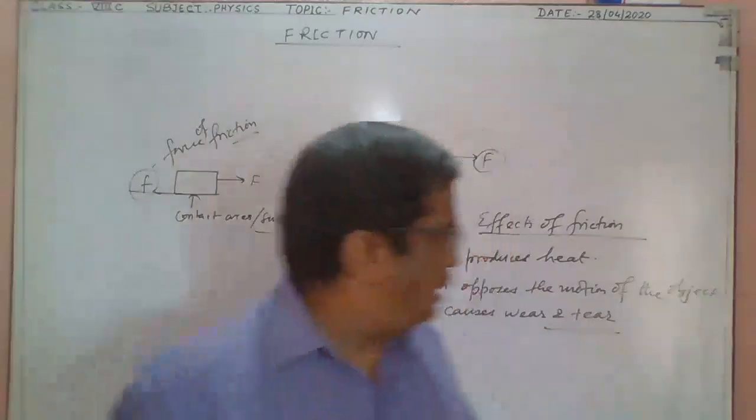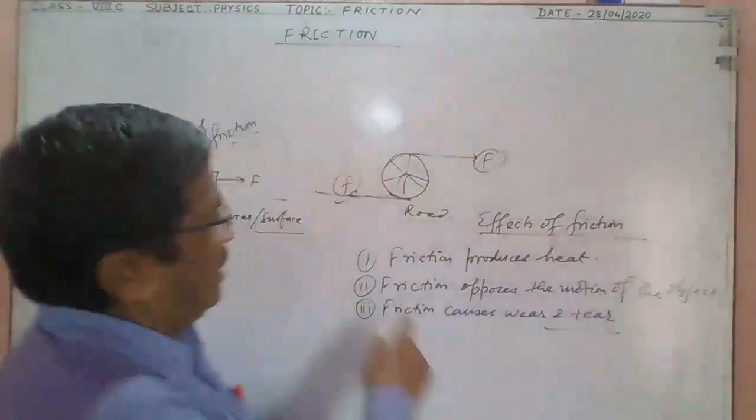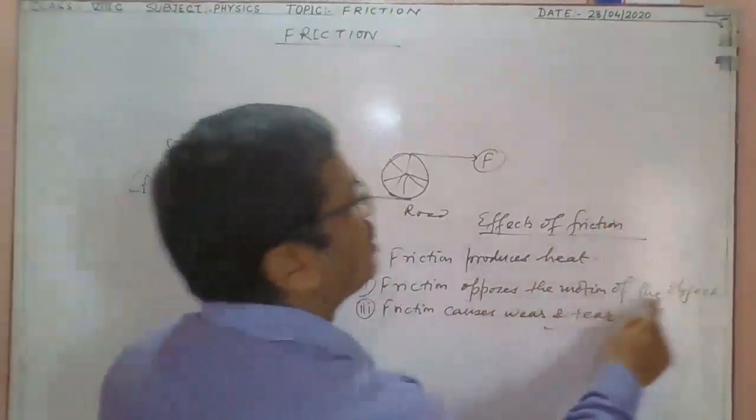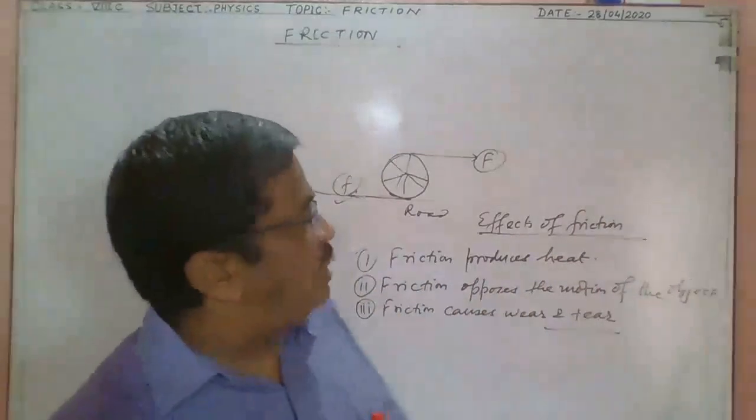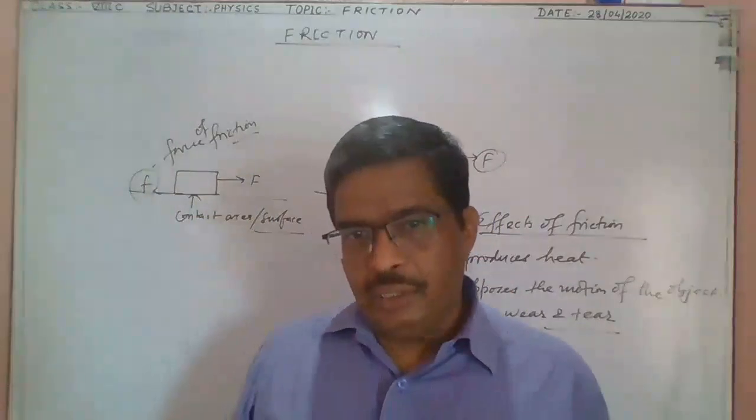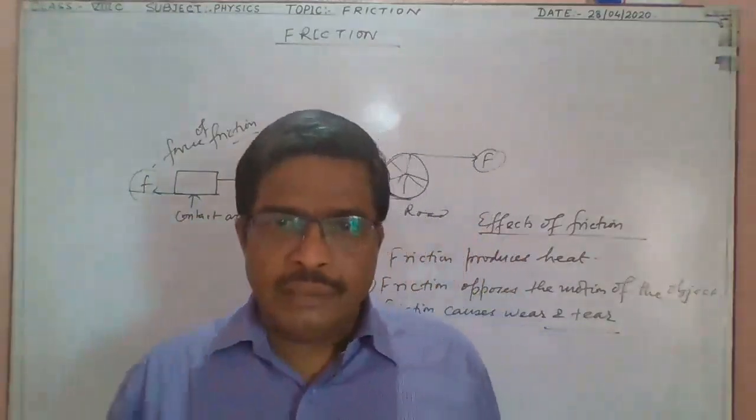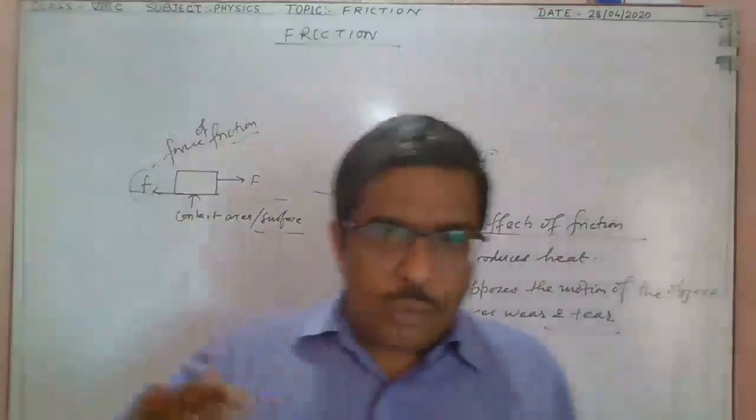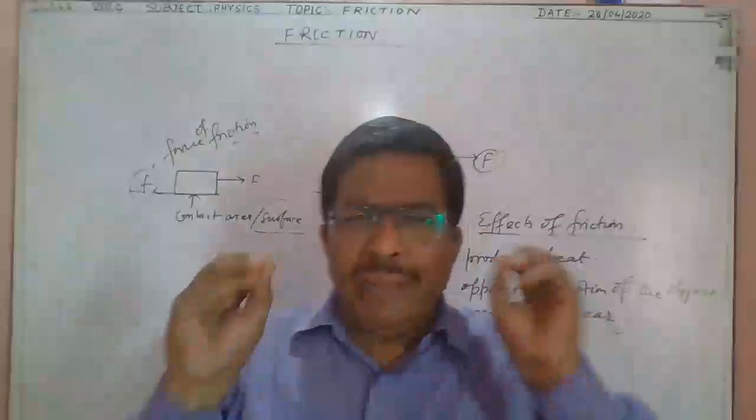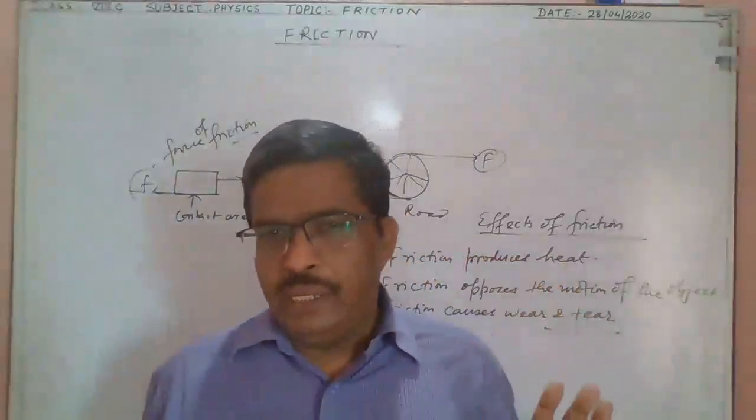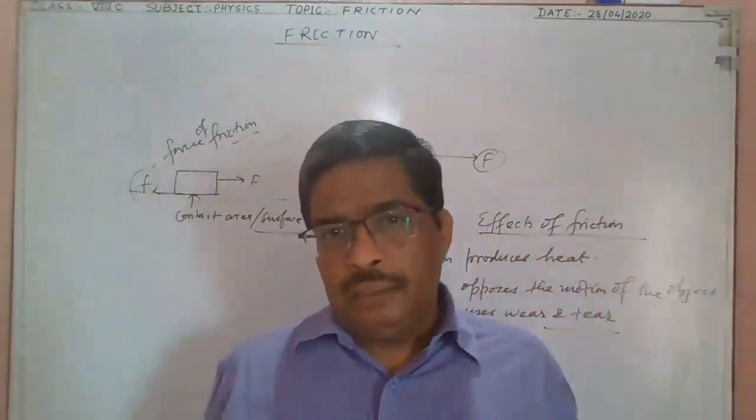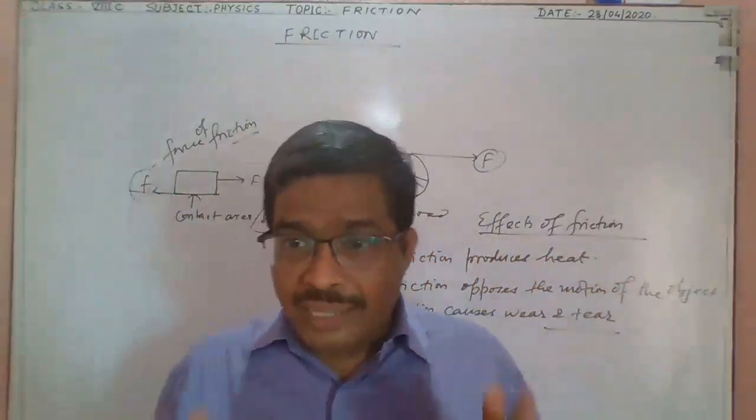So these are the three effects of friction. Friction produces heat which is not necessary, friction opposes the motion of the object, and friction causes wear and tear. Besides that, friction is our need. You cannot move, write, sleep, dance, walk, wash the clothes, and there are so many daily life activities related to friction. Without friction you cannot do anything.